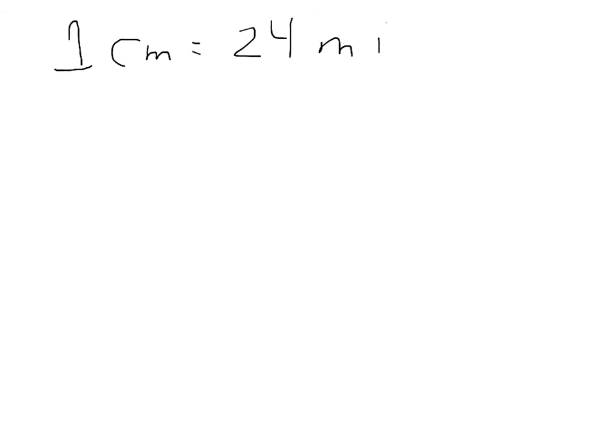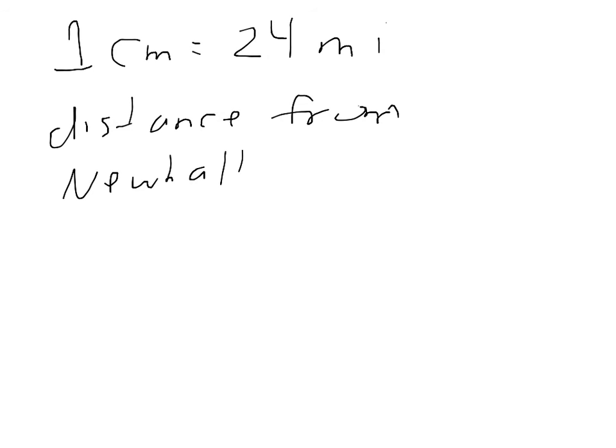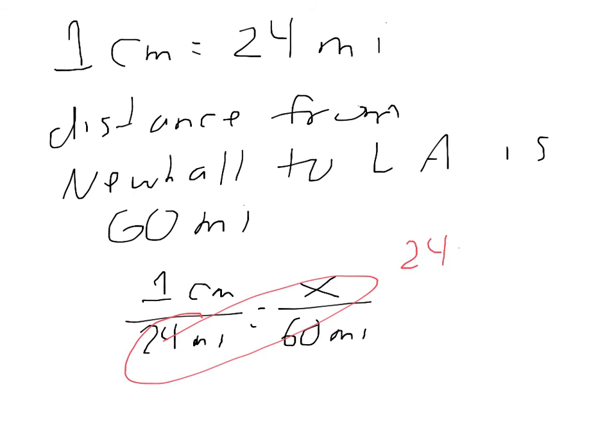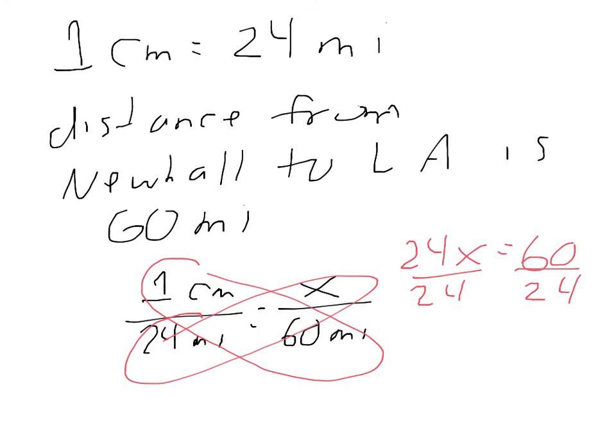So if I told you that the distance from Newhall to LA is 60 miles, I want to know how far that is on a map. Since I know 1 centimeter is 24 miles, I want to know how far x is over 60 miles. Right now, obviously, it's a proportion that we can cross multiply and solve. 24x equals 60. If I divide both sides by 24, I get x is 2.5 centimeters.